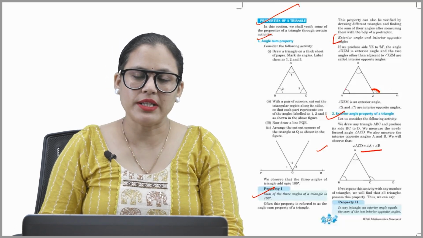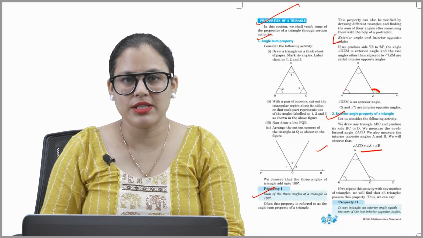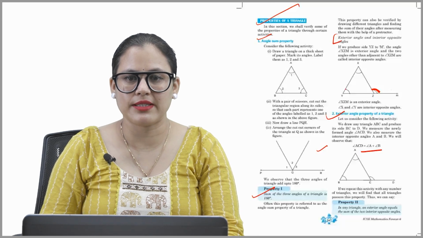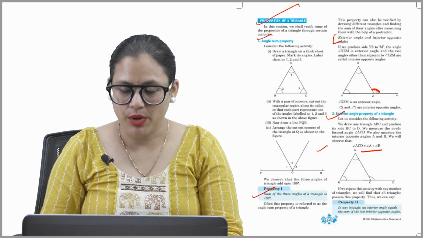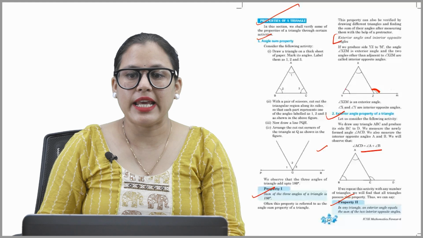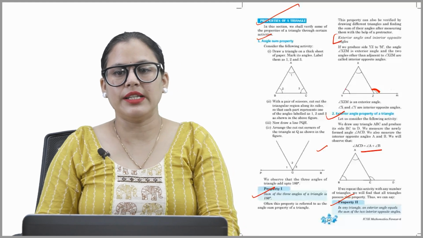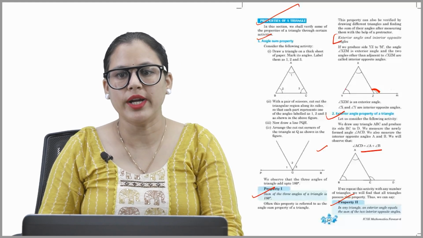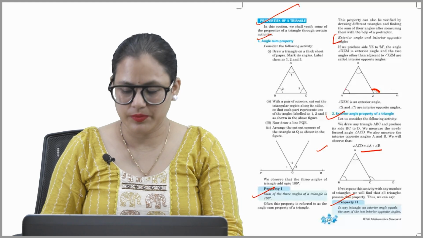If we repeat this activity with any number of triangles, we will find that all triangles possess this property. Thus, we can say property 2: in any triangle, an exterior angle equals the sum of the 2 interior opposite angles.